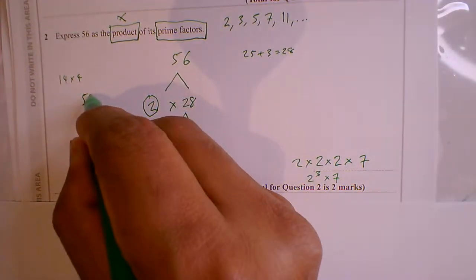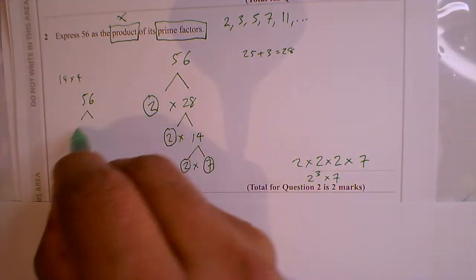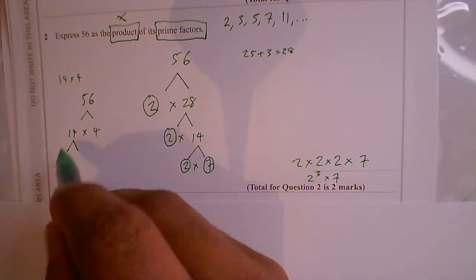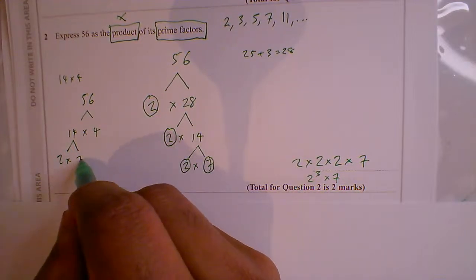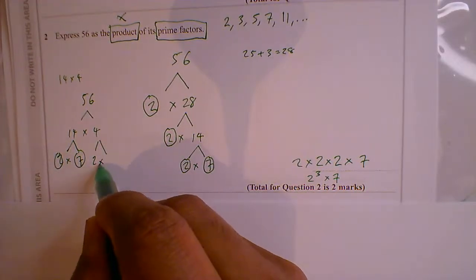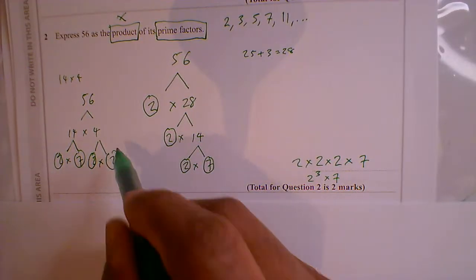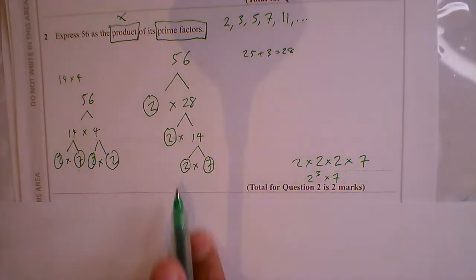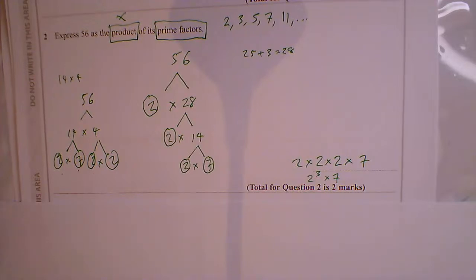Now, just as a pointer, I've said you could do this. So if I go back to that one, 56 is 14 times 4. 14 is not a prime number, so 2 times 7. 2 is a prime number, 7 is a prime number. 4 is 2 times 2, so 2s are prime numbers. You can see 2, 7, 2, 2, 3 2s and 1 7. So you get the same answer. So just so that you are confident on that. So that's another 2 marks. So let's add that to our tally.